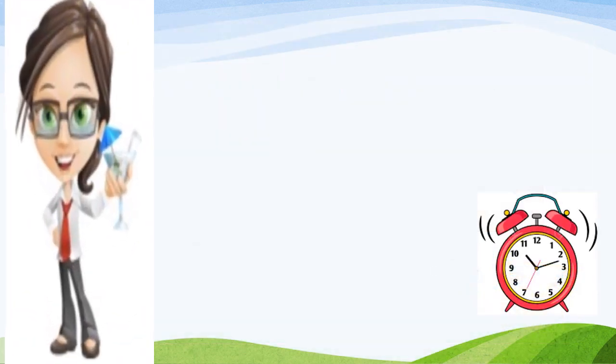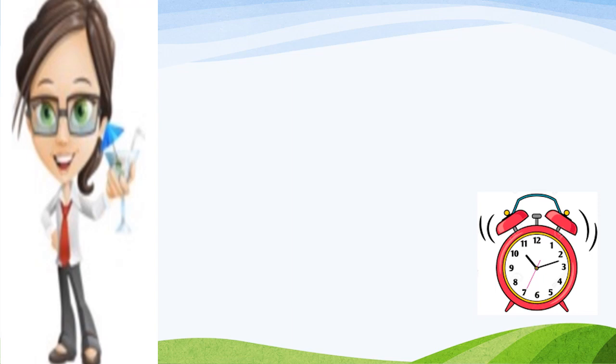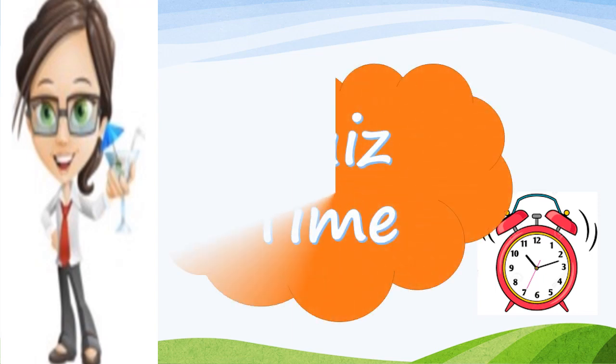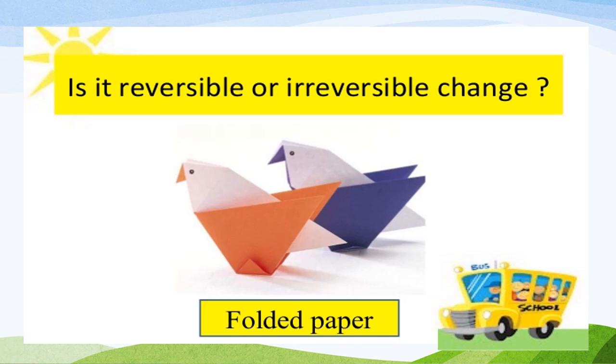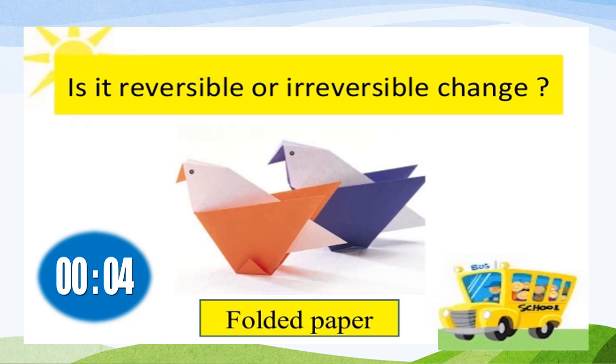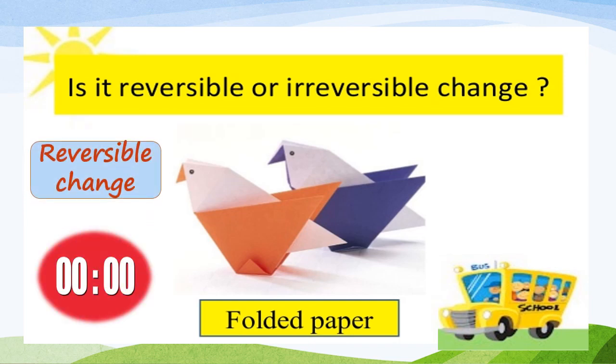Now you have a good understanding of reversible and irreversible changes. It's quiz time now. You will answer me in 5 seconds and tell me whether it is a reversible change or irreversible change. These beautiful birds are formed by folding papers. What do you say? Is it a reversible change or irreversible change? 5, 4, 3, 2, 1, 0. Oh, time up. Yes, you're right, it's a reversible change.